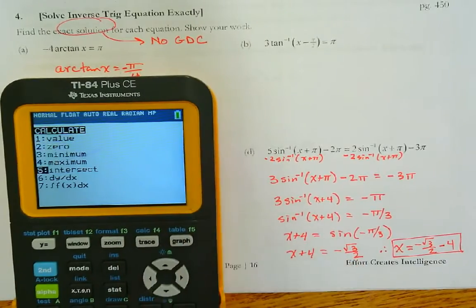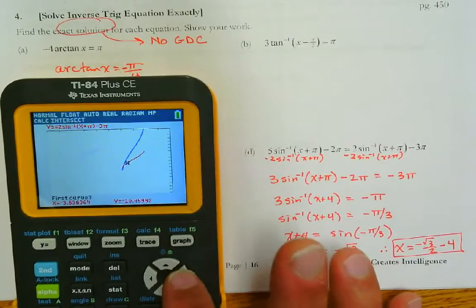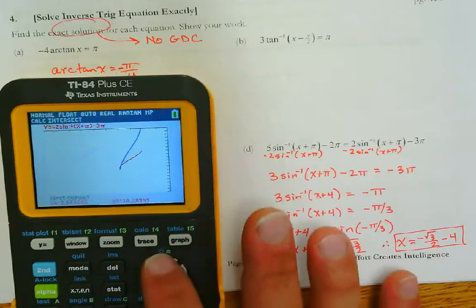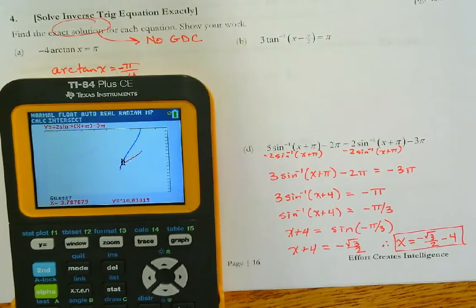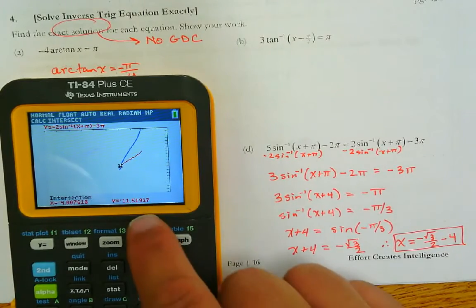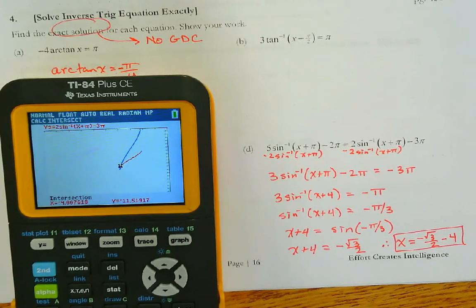Second, calculate intersection, right? And I can arrow, right, close to my point of intersection, right? And if I arrow up or down, notice how my function is changing, right? And arrow left or right close to the point of intersection, hit enter 3 times, and it gives me my intersection, which is at x is negative 4.007618, y is negative 11.51917, right? So I can check out that information fairly readily.